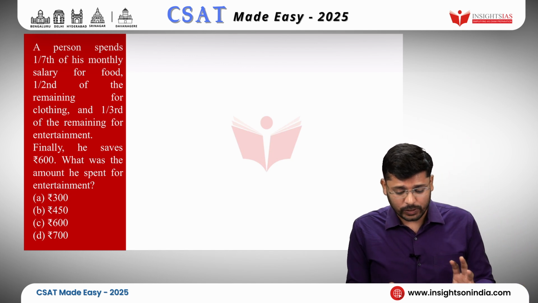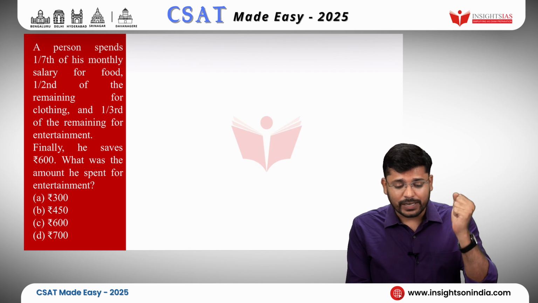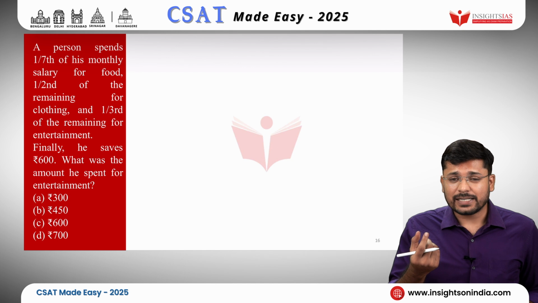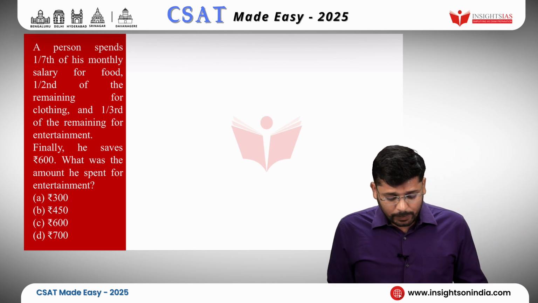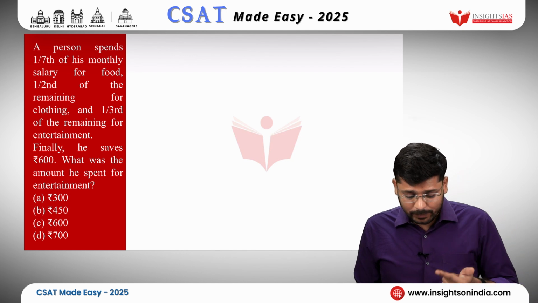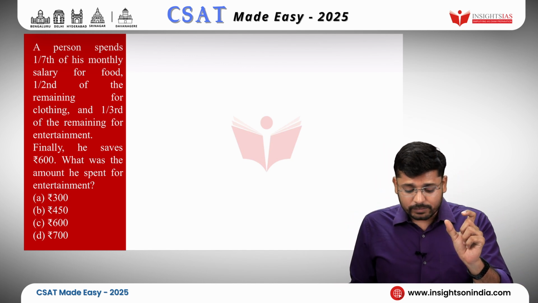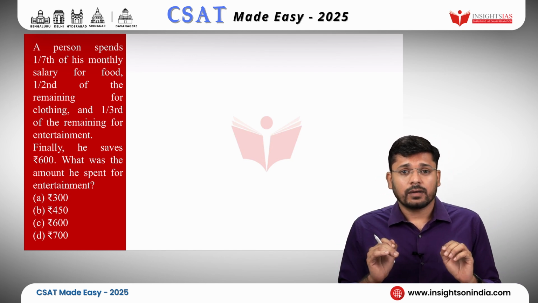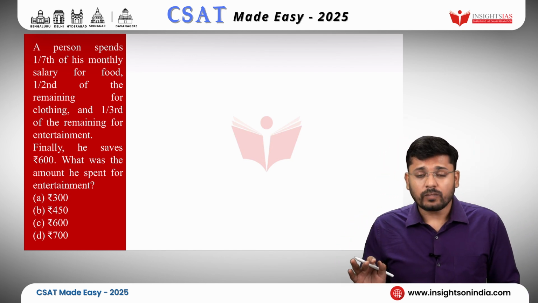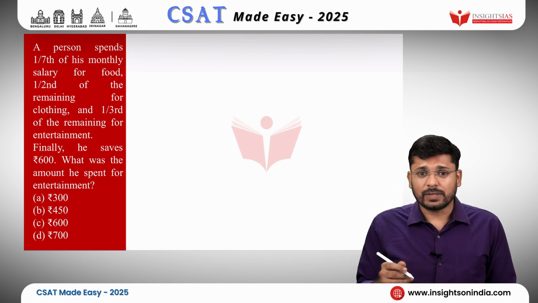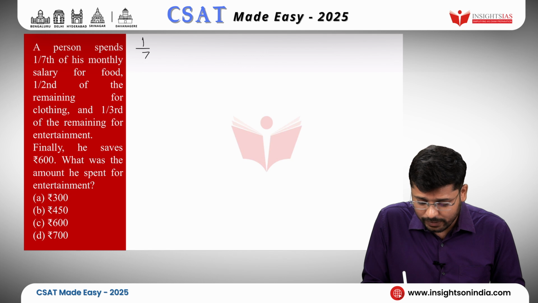It is a similar question, but instead of percentages, they have directly given us the fractions. They have made the calculation one step easier for us. But in the previous question, they had asked us what was his monthly salary, monthly income. But here they have asked us the particular amount he spent on a particular thing. Our method remains the same. What will we do first? First we will write down the percentages. In this context, we will write down the fractions. 1 by 7, 1 by 2 and 1 by 3.